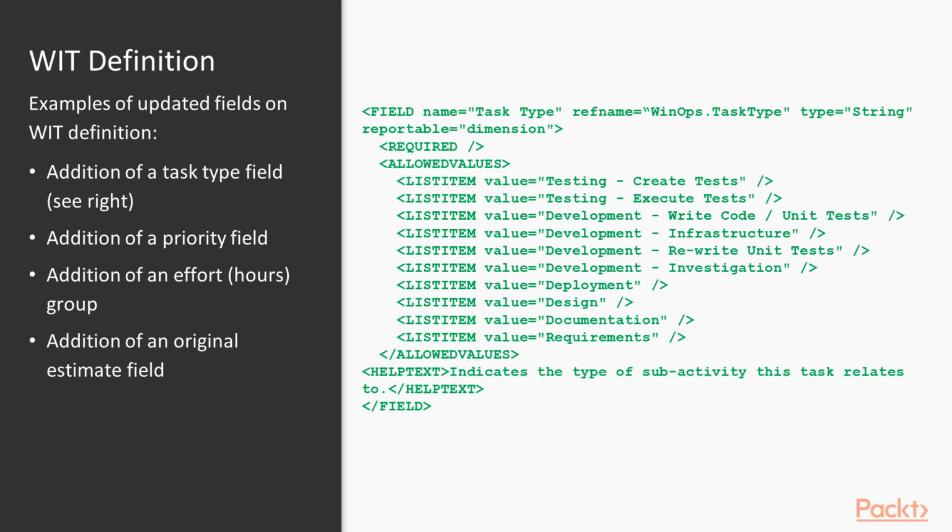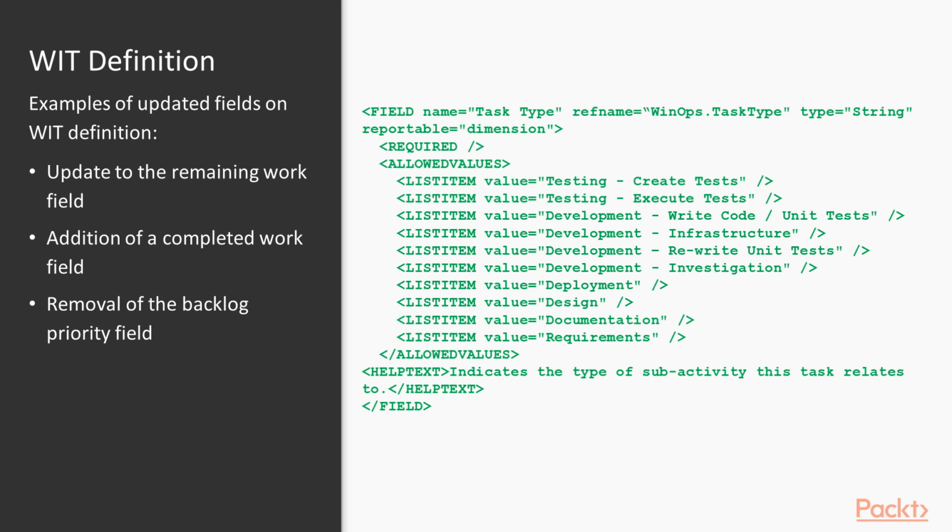So in this particular example, it's the task type. And what I'm wanting to do is have a number of different list items based on whether or not this is a development, rewrite, design, or documentation task. And as you can see, that's just one of the many requirements we might have. It could be changing the priority. It could be adding in effort in hours. It could be an estimate remaining and completed, so you can then do those calculations. Or it could be removing items or removing fields.